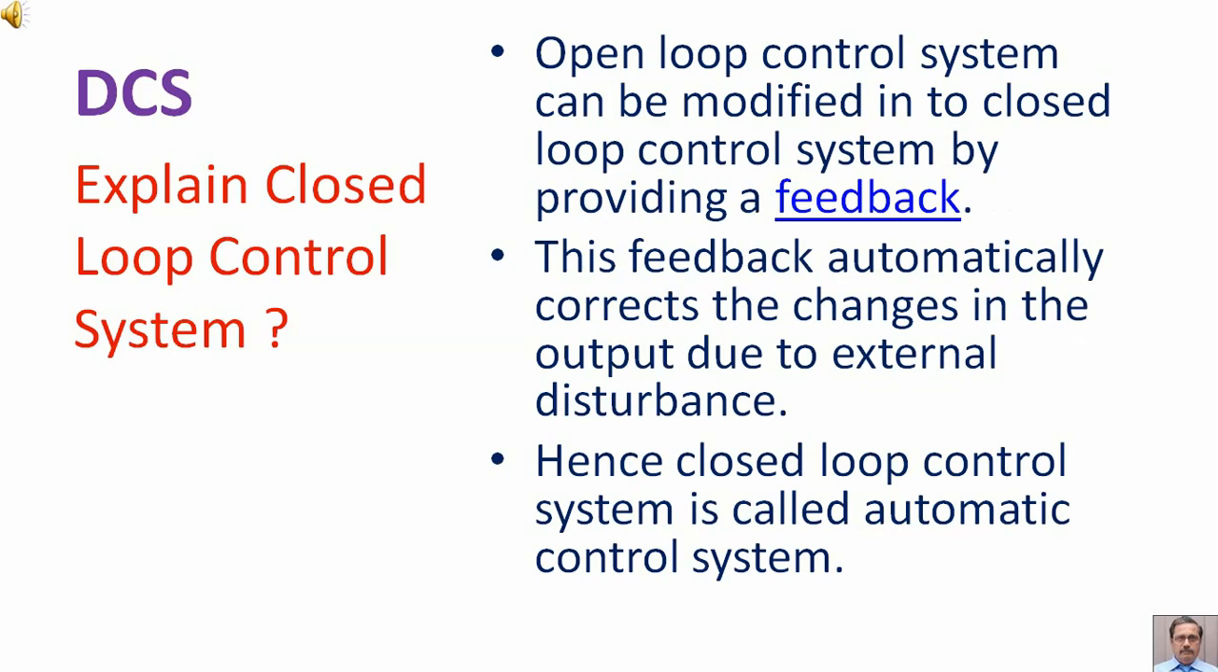Open loop control system can be modified into closed loop control system by providing a feedback. This feedback automatically corrects the changes in the output due to external disturbance. Hence, closed loop control system is called automatic control system.